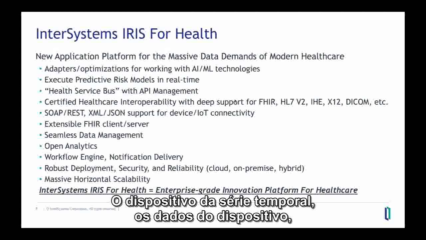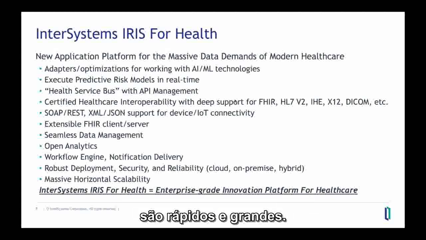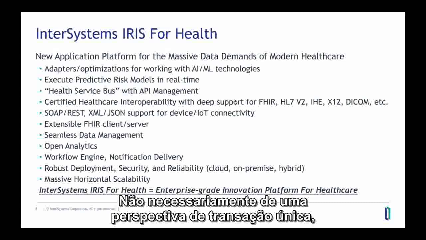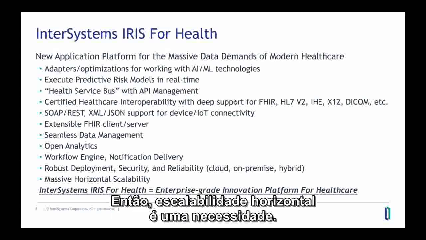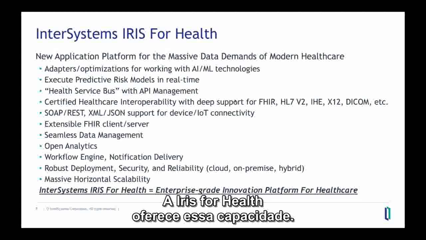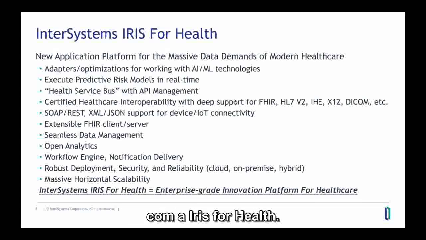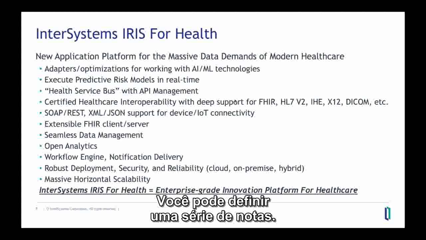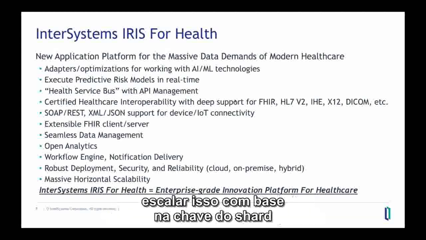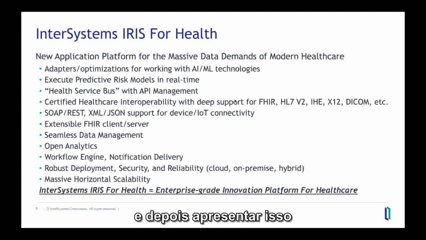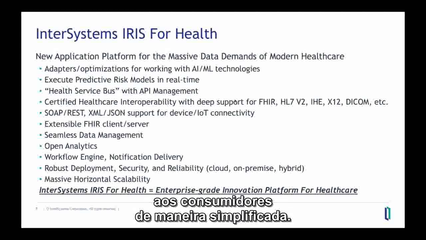The time series data, the device data, is fast and it's big. Not necessarily from a single transaction perspective, but they're just going at a fast rate. So horizontal scalability is a must. IRIS for Health does give you that ability. We fully support sharding with IRIS for Health, where you can define a series of nodes. You can define a sharded cluster that has the ability to consume data at a very high rate, scale it based on the sharding key, and then present it to the consumers in a seamless manner.